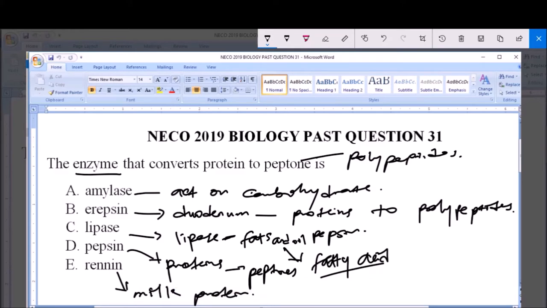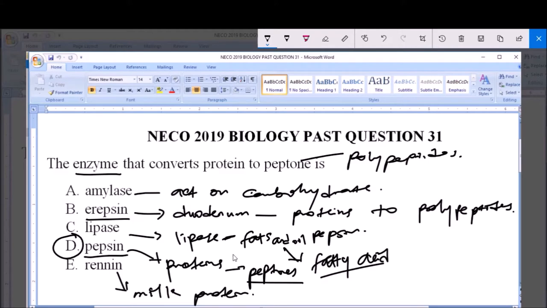Now, the question says the enzyme that converts proteins to peptones is, now, if you look at these options that I just described, you see that B here says erepsin, which acts on proteins, and option D here says pepsin, which also acts on proteins. But now, the most correct answer to this question is actually pepsin. The correct answer is pepsin, because pepsin is the first enzyme that acts on the proteins as they go into the stomach. You know, the food in the stomach will spend some hours, and then this enzyme pepsin will act on this protein and convert them to peptones or polypeptides.